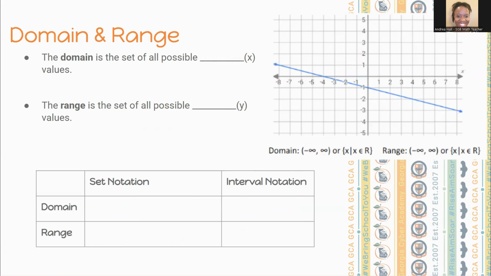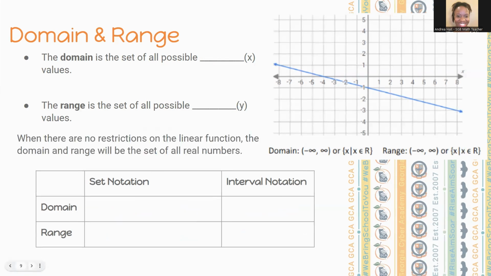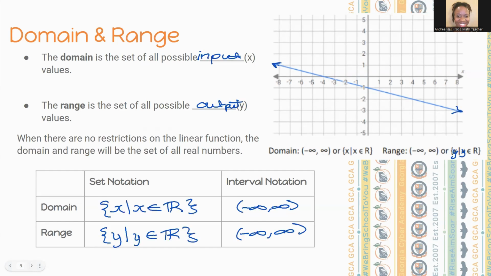All right. Let's go to the next slide. When there are no restrictions on the linear function, the domain and range will be the set of all real numbers. So that's what I just said.